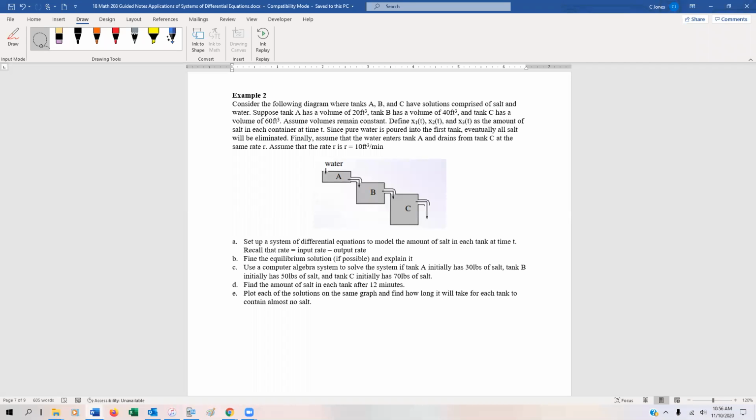So one final example of being able to work with our system of differential equations. And this time we have three tanks. And suppose we have a diagram where we have tanks A, B, and C. They're comprised of salt and water.